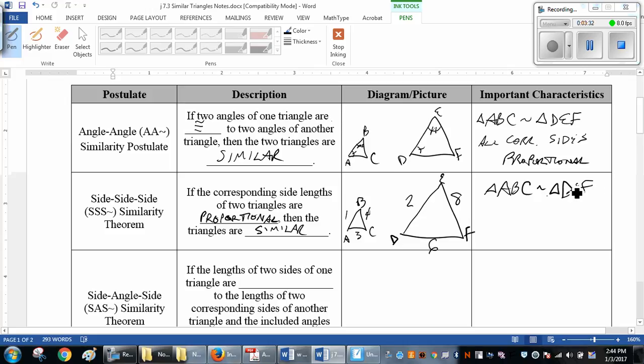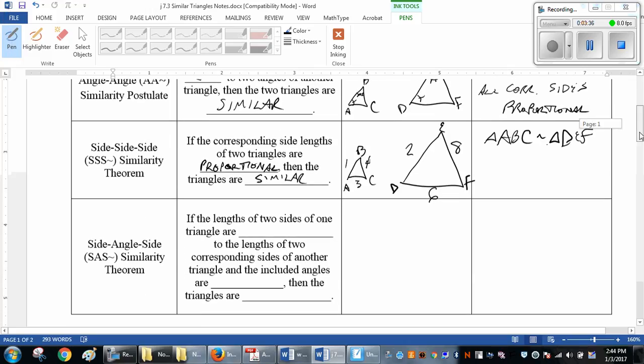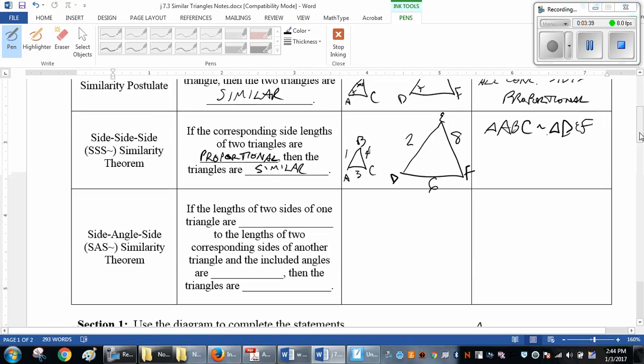Okay? The next way we have is side angle side similarity. So now we're kind of combining these ideas. The lengths of two sides of one triangle are proportional to the lengths of two corresponding sides of another triangle, so again not congruent, but proportional, and that's two pairs of sides, and the included angles are congruent, then the triangles are similar. So we're kind of combining these two ideas.